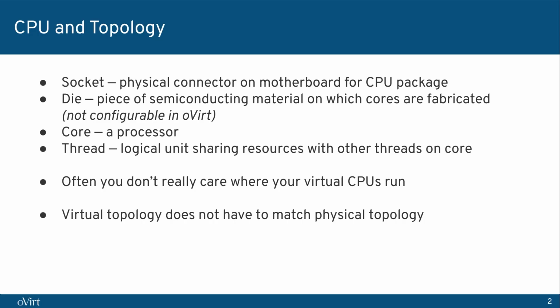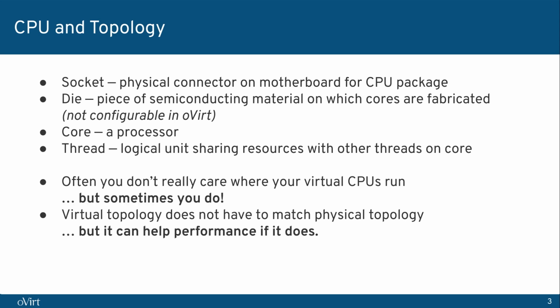Usually when you create a VM, you don't care too much where it runs, on which CPUs. All you configure is just some number of virtual CPUs, and that's it. Sometimes when you want to be a little bit more picky, you also configure a virtual topology in terms of sockets, cores, and threads. But there are situations where it really matters where your VM runs, especially if your virtual topology matches your physical topology, because it can make your workload run much faster.